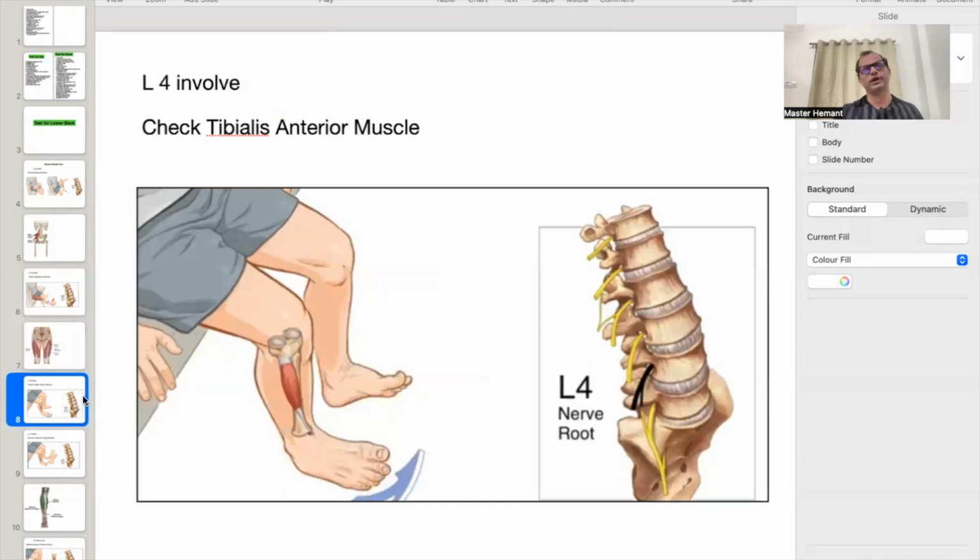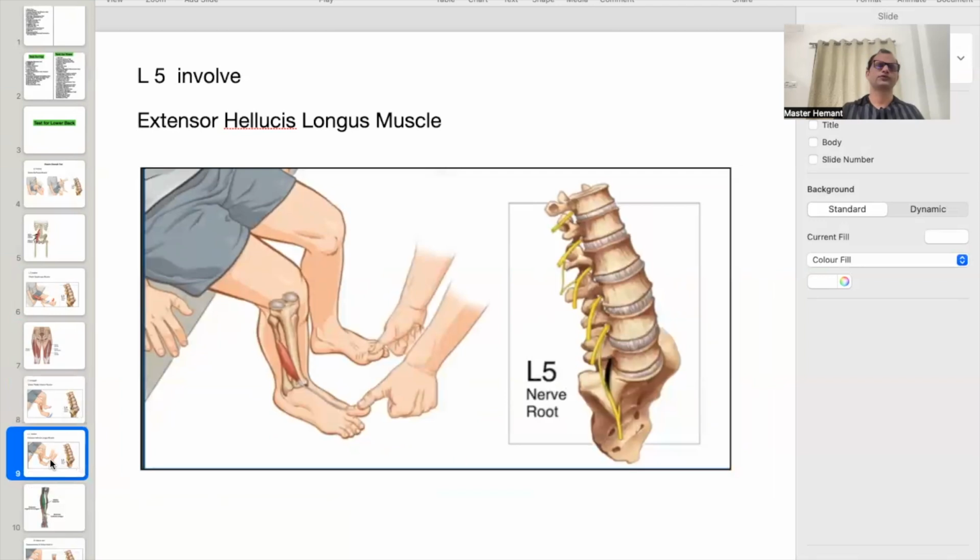The lumbar 4 vertebra, we are checking with the tibialis anterior. तो हमारी ये मूवमेंट है dorsiflexion and inversion. Lifting the foot in the dorsiflexion, moving in. Then for the lumbar 5, we are working only with the great toe. हम केवल great toe पर work कर रहे हैं. We are trying to bring the great toe up. That is called extension of the great toe. We are checking the lumbar 5 nerve root.